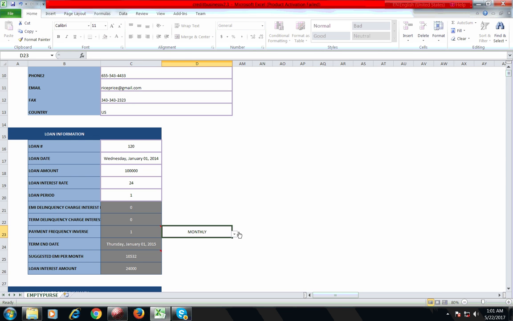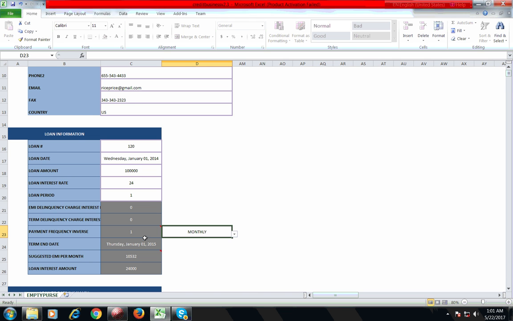So this particular cell mentions how many payments are going to be made, what will be its frequency. So if it is monthly, you just select monthly. If it's once in 2 months, you select once in 2 months. If it's once in 3 months, you select this. Quarterly, which is once in 4 months, bi-yearly, once in 6 months, or yearly, once in a year.